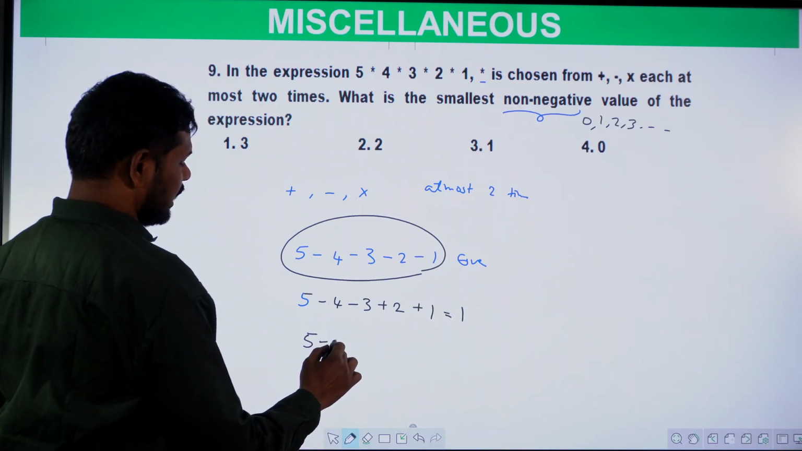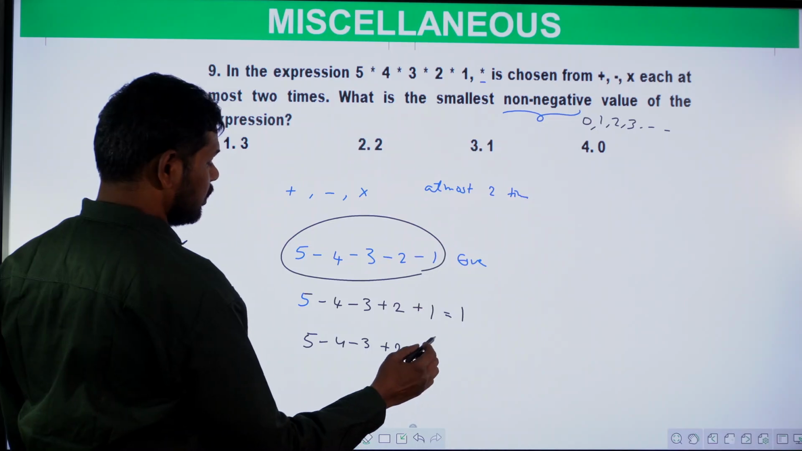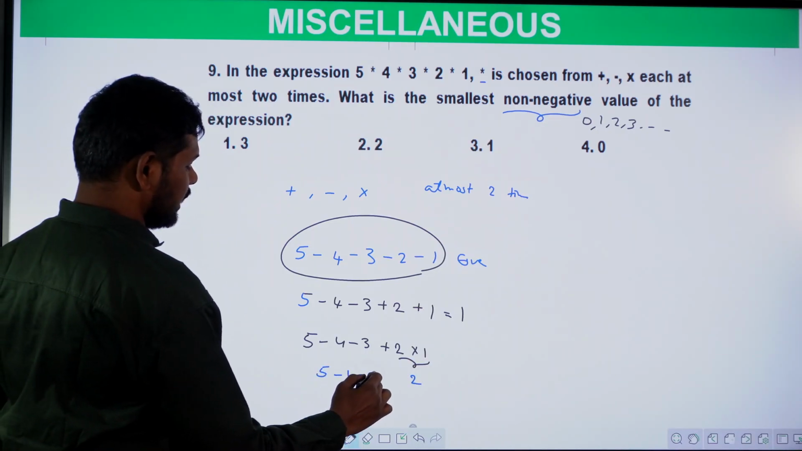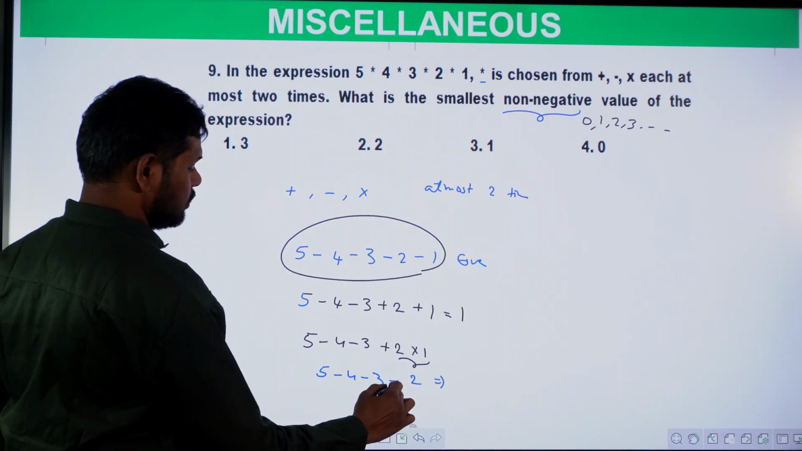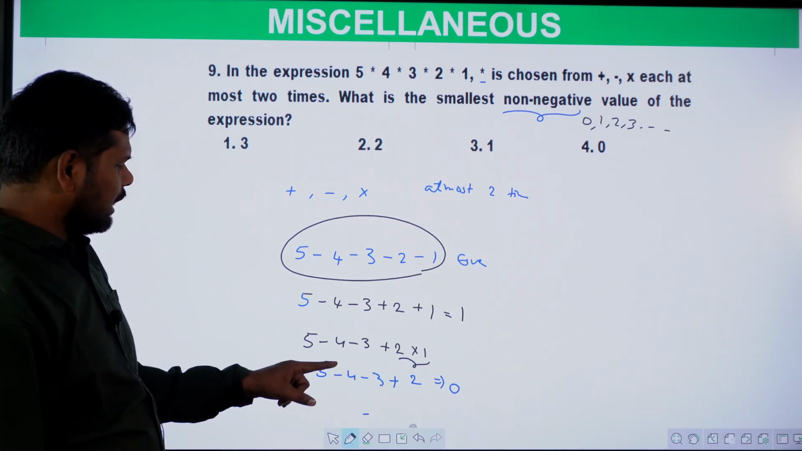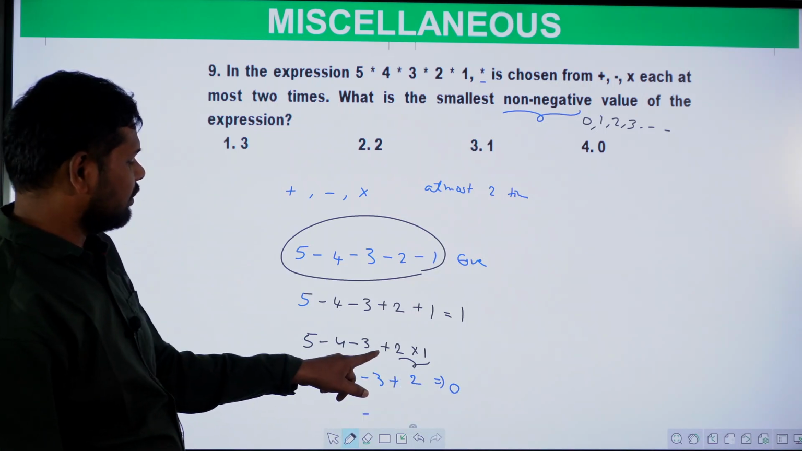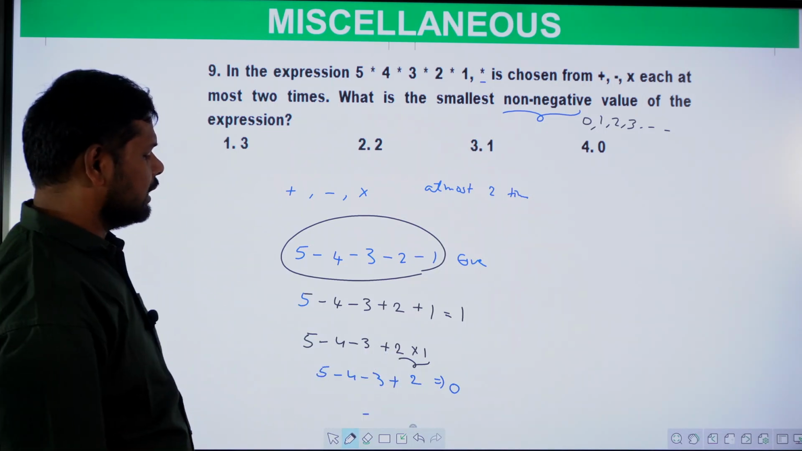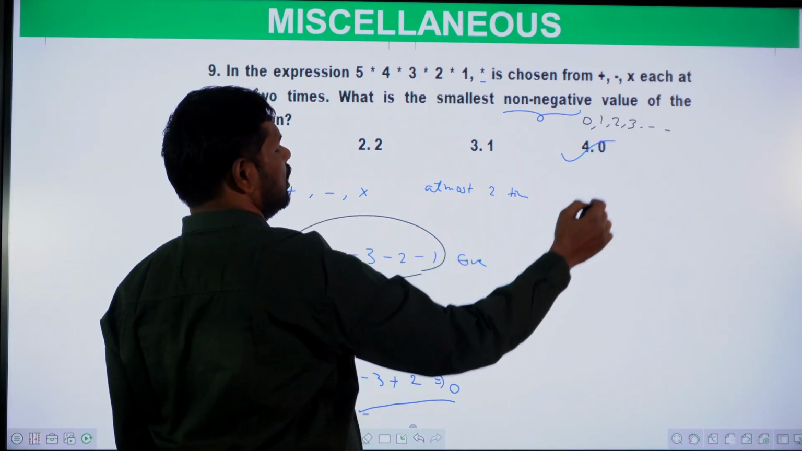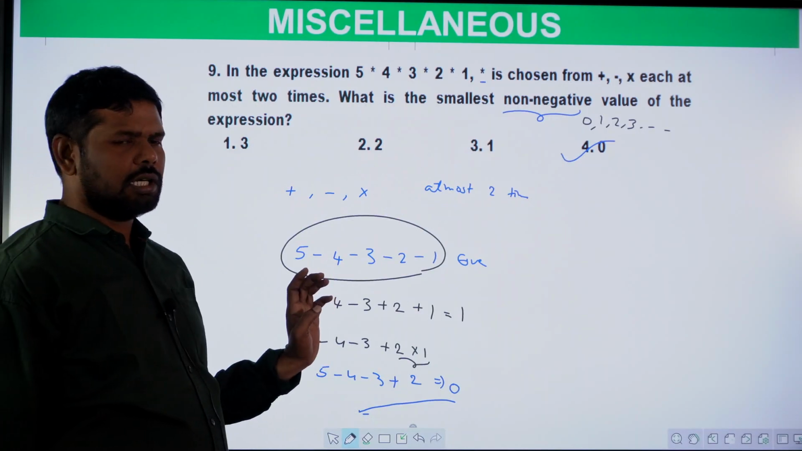Suppose 5 minus 4 minus 3 plus 2 into 1. Now observe here, 2 into 1 is 2. So 5 minus 4 minus 3 plus 2: 5 plus 2 is 7, minus 7, 0. There is a case where we get 0. We used minus 2 times, plus 1 time and into 1 time, then there is a chance of getting 0. So the smallest non-negative value is 0. That's why the answer is 0.